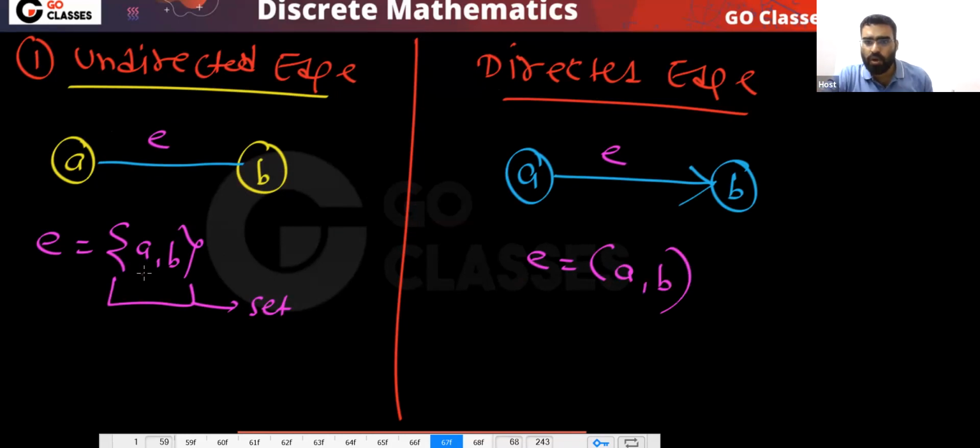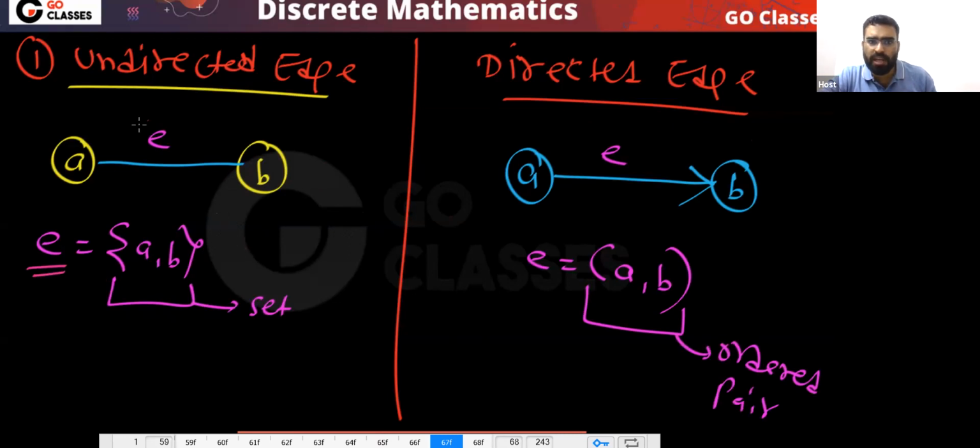So we will write it as an ordered pair. This edge we will write as an ordered pair, which means this is from a to b, not from b to a. Can you go from b to a here? No, you cannot go. But tell me, can you go from b to a here? Yes, you can go. So an undirected edge has no direction, and in the directed edge we have direction. This type of edge which has no direction is called an undirected edge, and this type of edge which has direction is called a directed edge.